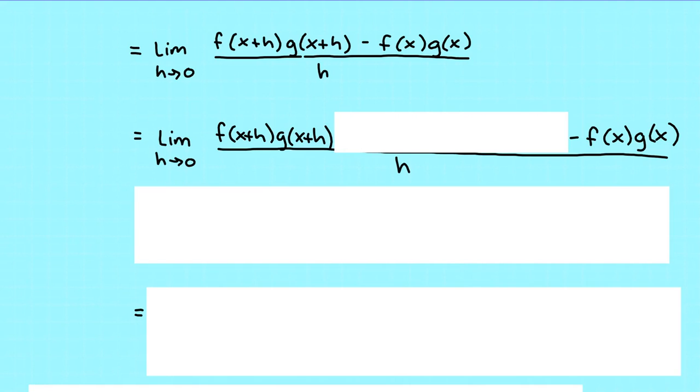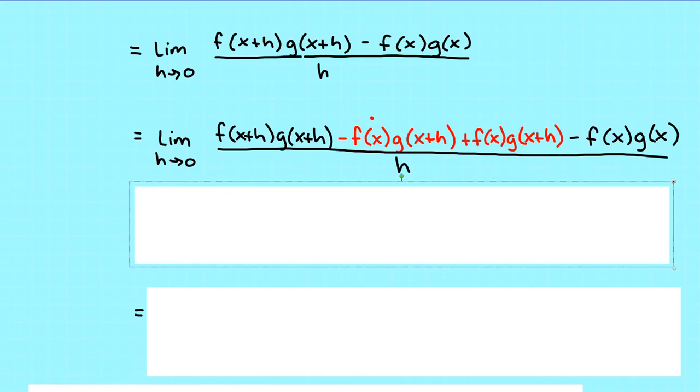Well, if you want to add something to an expression and you want to maintain its value, you would have to add 0 or a special form of 0. So that's what you're going to see right here. You're going to see that I'm about to add a special form of 0. Notice that the two terms are opposites. You have minus f of x, g of x plus h, and plus f of x, g of x plus h. So I really just added 0. And you'll see why that was chosen here as we go through.